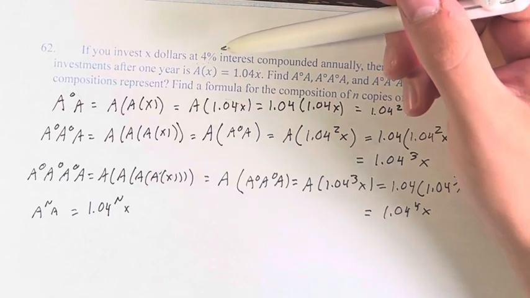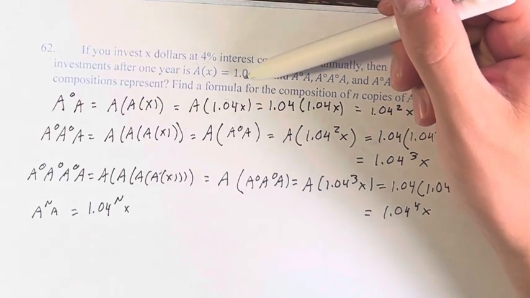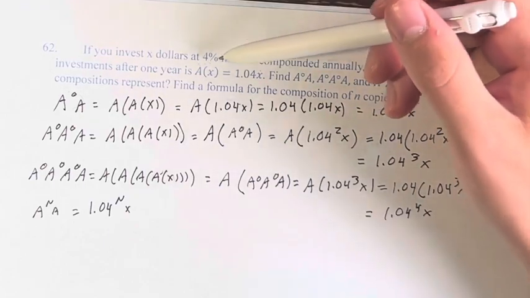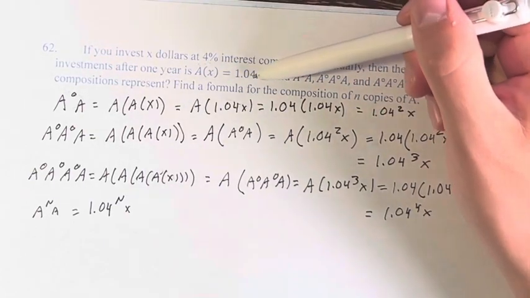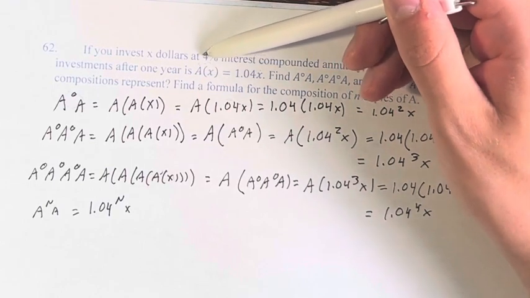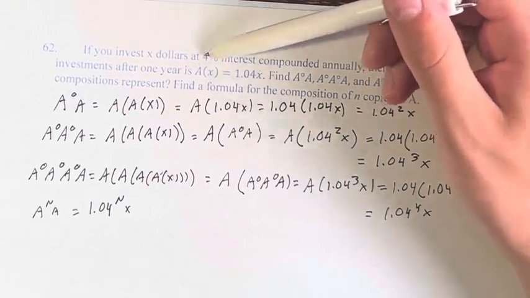Well, our original function, we're talking about an investment, right? We're investing X dollars and it's compounded 4% annually. It's 4% of the original value. So if we invest $100, we're going to get 4% of that, which is $4, and we're going to get $4 every year.